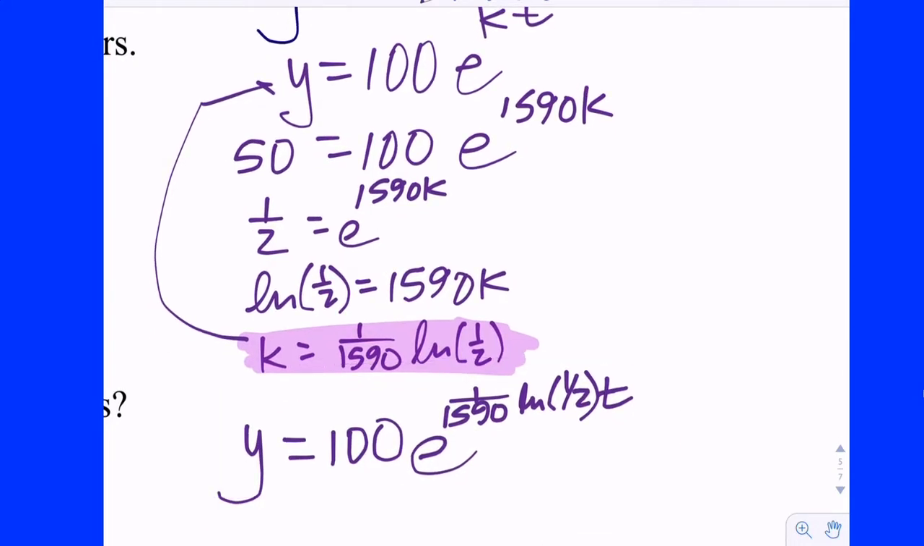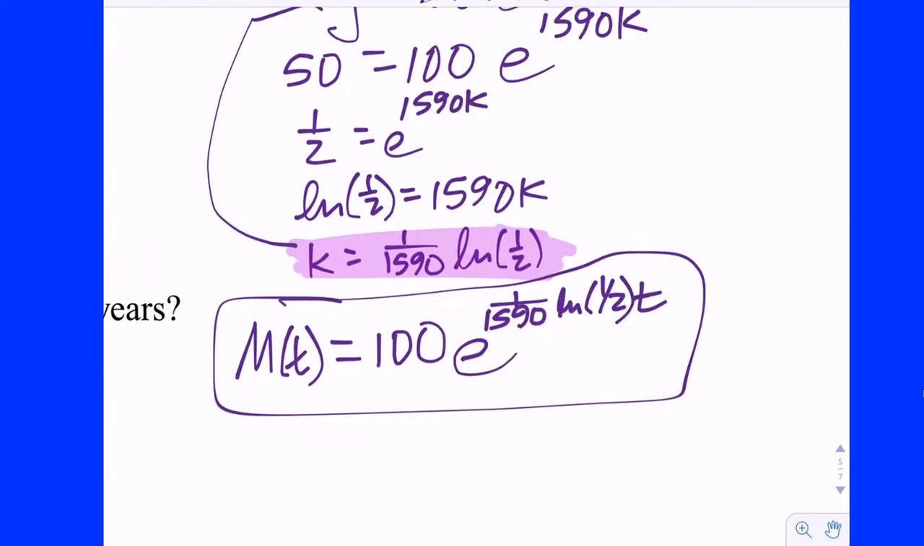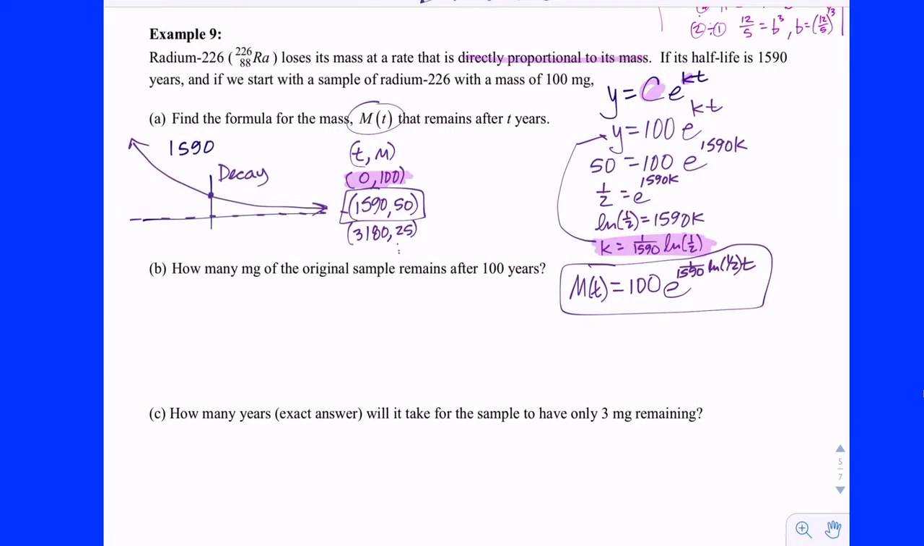I may change it from y, though, to what they asked me to do, m of t. So that's speaking specifically towards the problem. All right, so there it is. That would earn full credit if this were a free response.